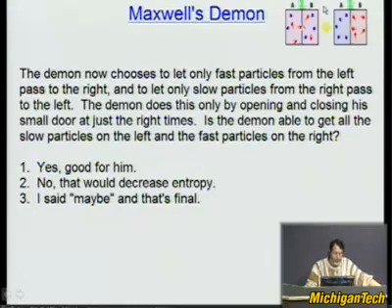But it is not the end of the problem, because the demon now chooses to let only fast particles from the left pass to the right and only slow particles from the right pass to the left. The demon does this only by opening and closing a small door at just the right times. Is the demon able to get all the slow particles on the left and all the fast particles on the right? Can the demon do this? Can the demon create a lower entropy situation? Yes. Good for him. That's one cool demon we have there. No, he can't do that. That would decrease entropy. Or I said maybe, and that's final.